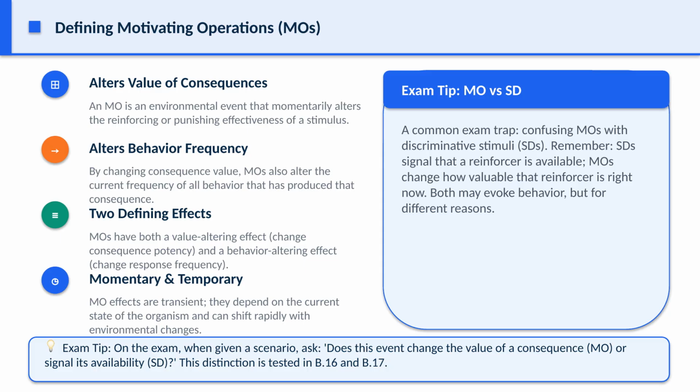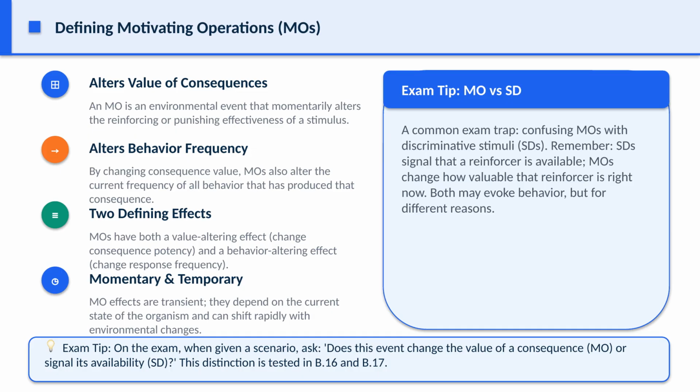Motivating operations are foundational for the BCBA exam because they explain why a behavior happens at a specific moment, not just how. An MO is an environmental event that has two critical effects. It momentarily alters the reinforcing or punishing value of a consequence, and it simultaneously alters the frequency of any behavior that has previously produced the consequence. For example, food deprivation makes food more valuable, the value-altering effect, and increases behaviors like opening the fridge or asking for a snack, the behavior-altering effect. These effects are temporary and context-dependent.